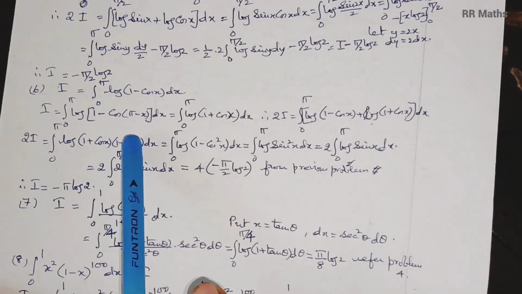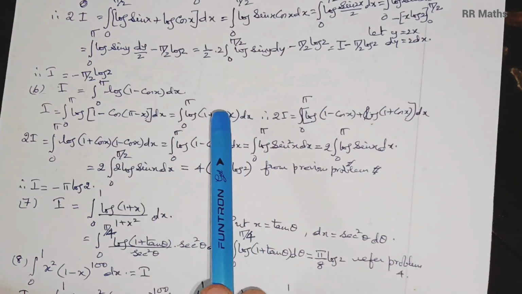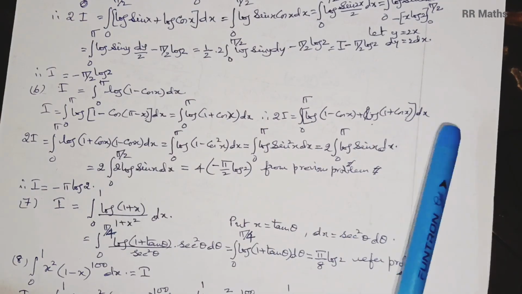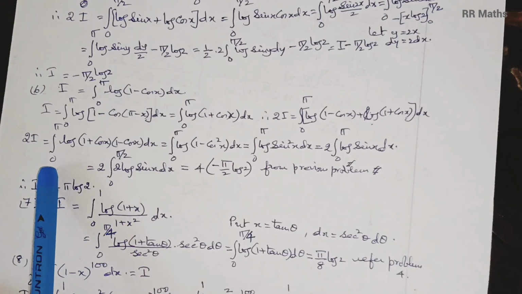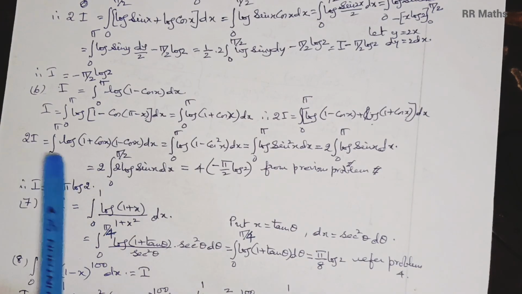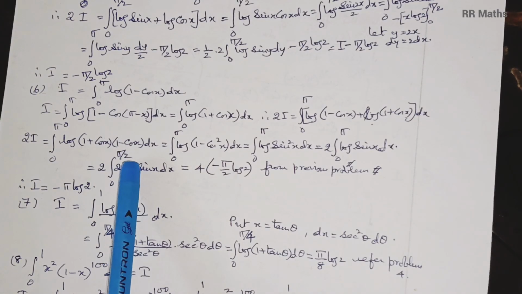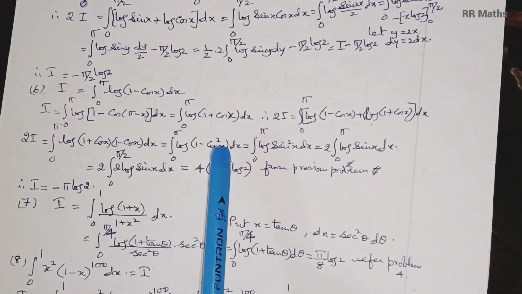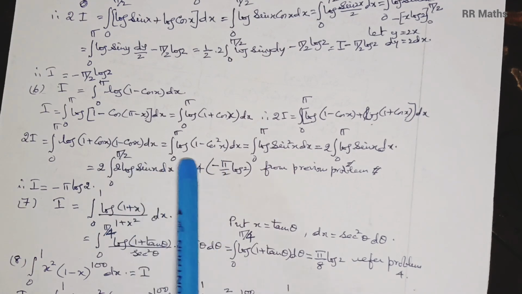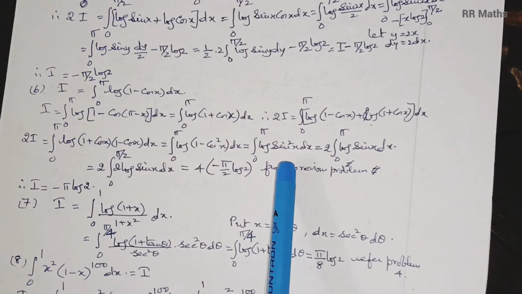Now add the two I's, so you get 2I is equal to integral 0 to pi log of 1 minus cos x plus log of 1 plus cos x, whole thing into dx. Log m plus log n is log mn, so that reduces to 2I is equal to integral 0 to pi log of 1 plus cos x into 1 minus cos x dx. Now this is a plus b into a minus b, which gives you a square minus b square, so that is log of 1 minus cos square x, and 1 minus cos square is sin square x, and so this integral now reduces to integral 0 to pi log of sin square x dx.